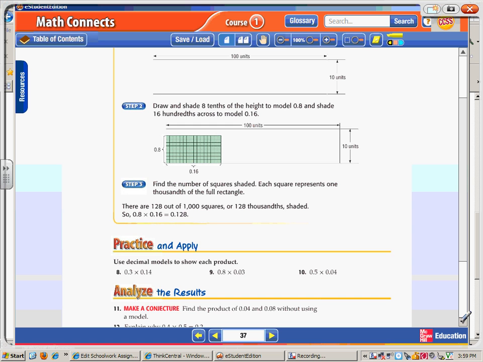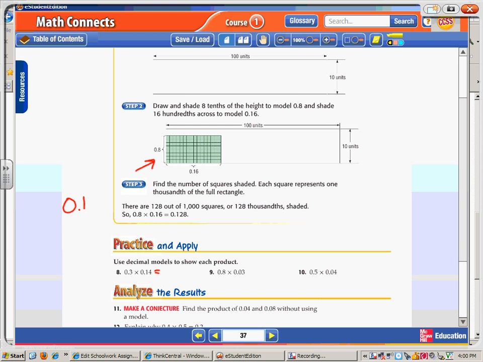All right, so we have a tenth times a hundredth. We know that our product is going to be in the thousandths because of our model up top. So we'll practice with the model. So we would go up 3 and over 14 and close in those thousandths and then add them up to see how many you have.